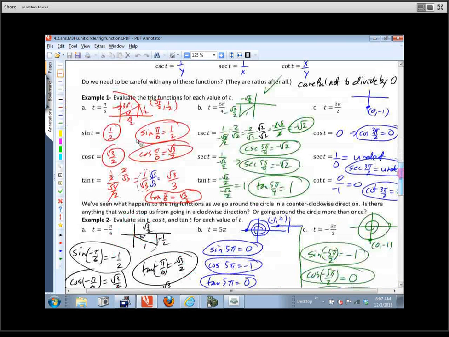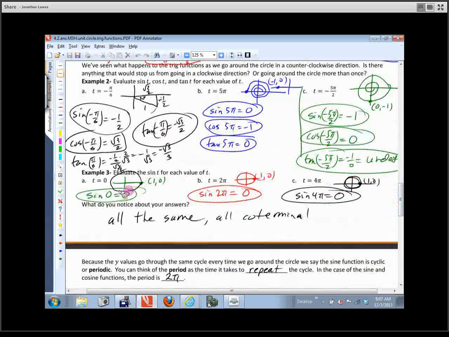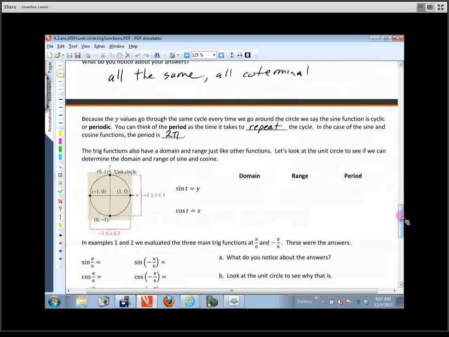And then we went through and we did a whole bunch of different examples. We did positive angles. We did negative angles. We did these ones here that repeat every 2 pi units. So if I start right here and go around the circle once to get to 2 pi, I get the exact same answer. And we called that the period of those functions. And that's where we left off.